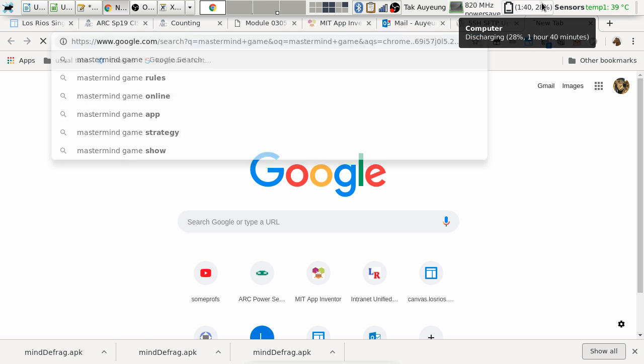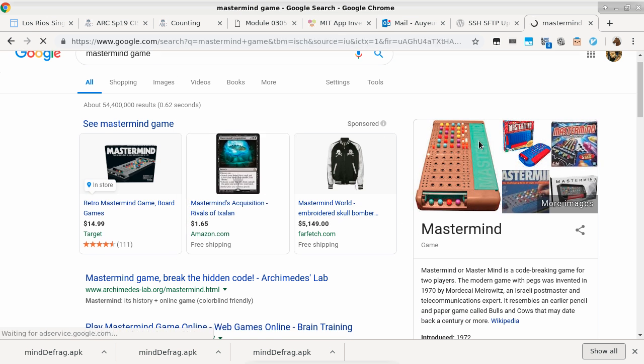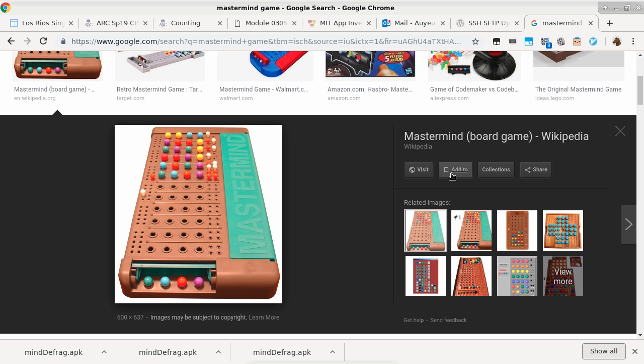Mastermind game. There we go. So you can look at this. You remember that? The good old days, right? It's a board game. So what happens is, I think there are 6 colors to choose from, 6 different types of pegs to choose from.